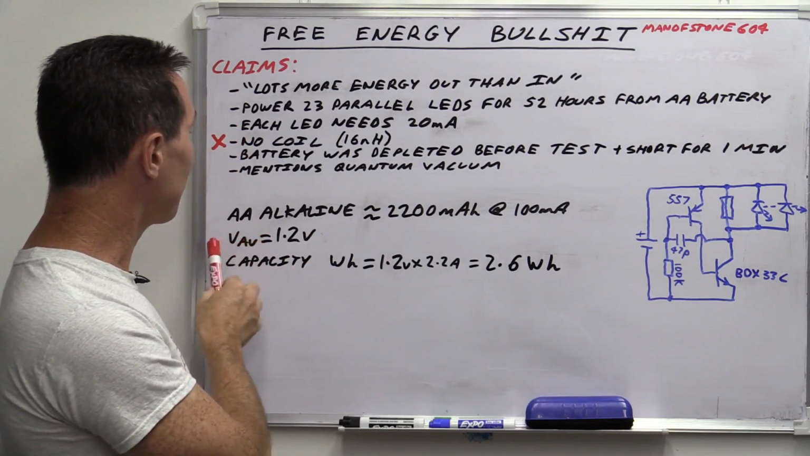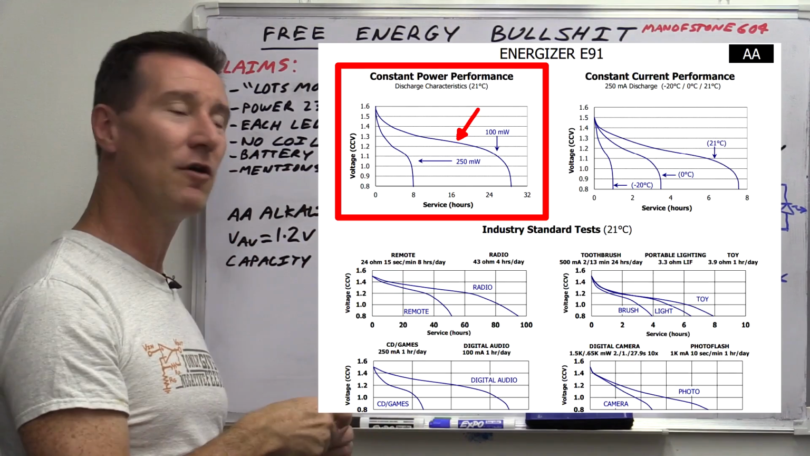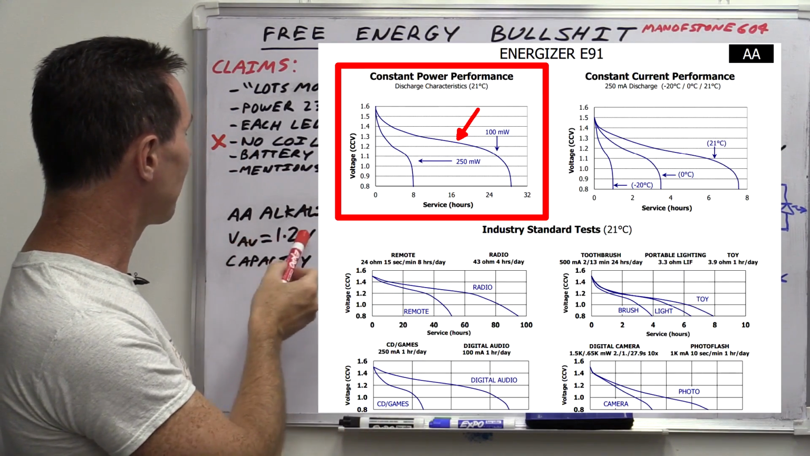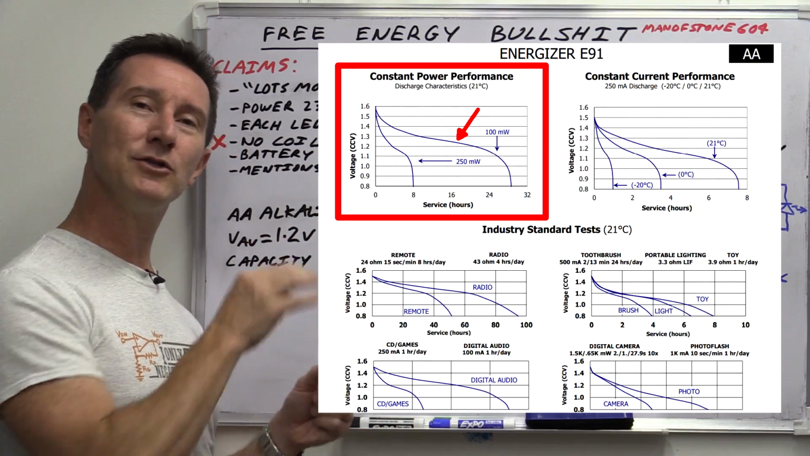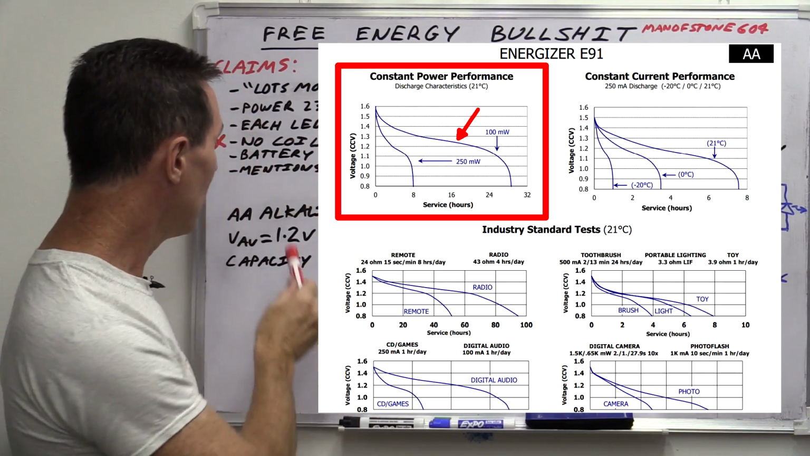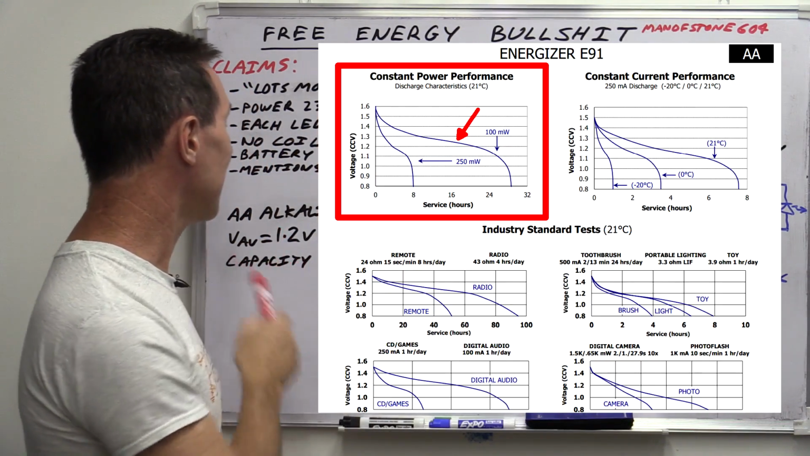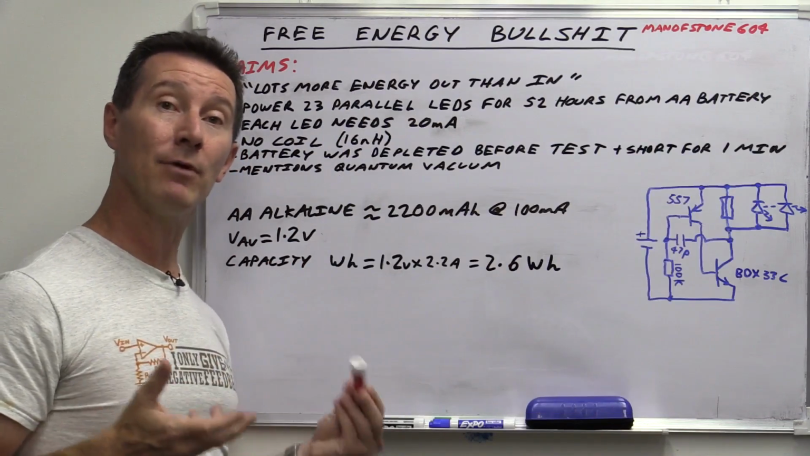And then we have to look at the average voltage. So we look at the discharge curve there. I'm going to be a bit generous and say that the average voltage is around about 1.2 volts over that discharge curve there. So now we can calculate the capacity in the battery.